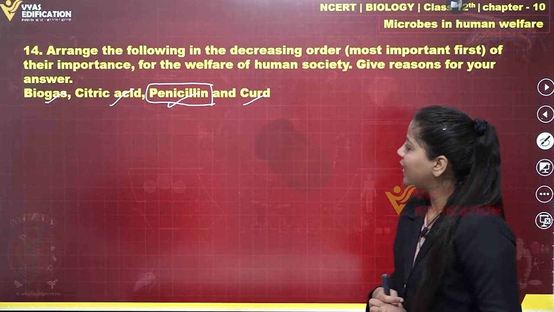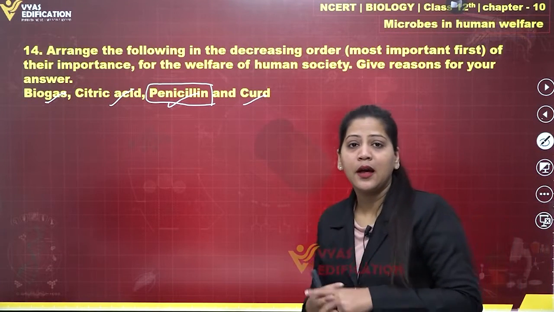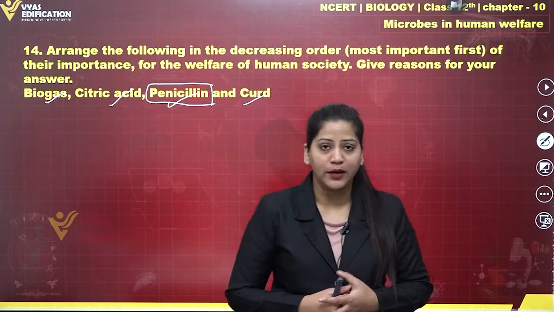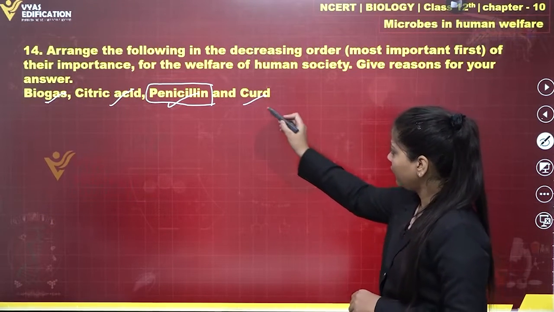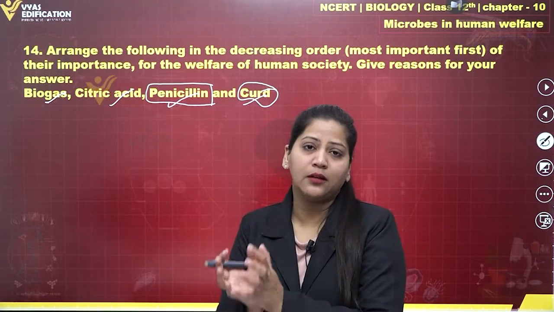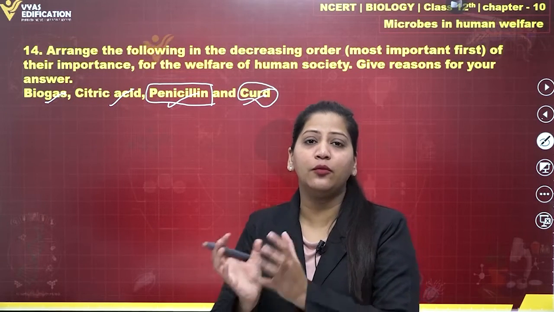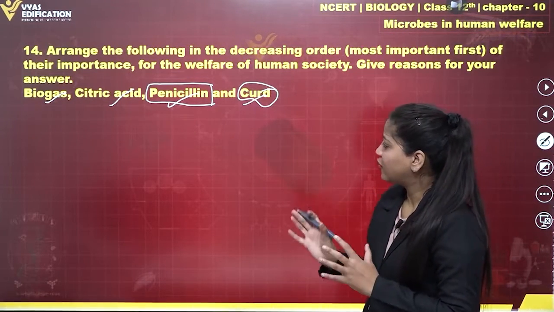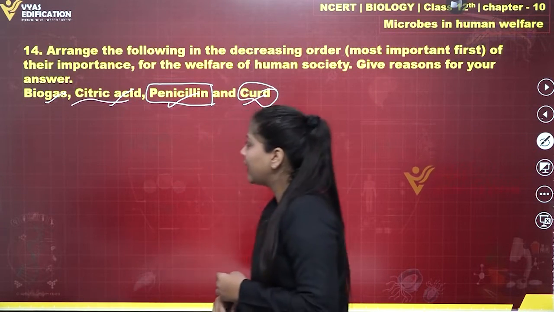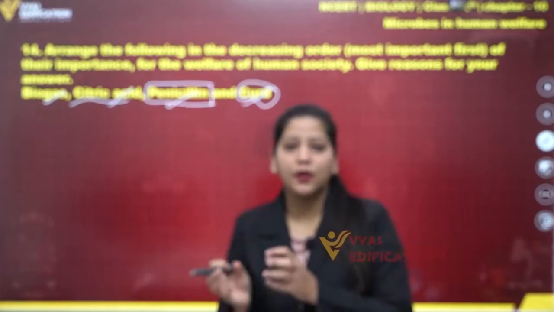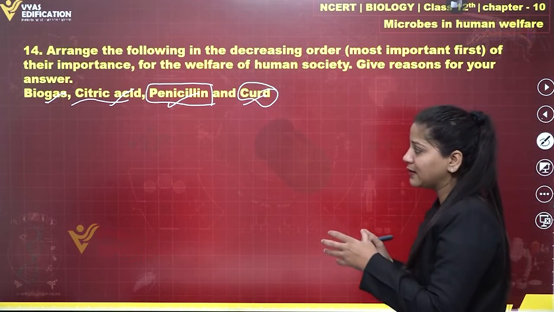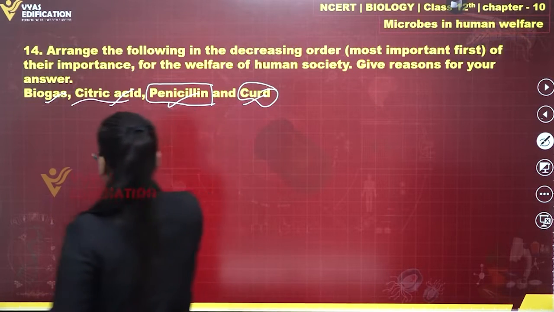Then the next one we have is biogas. Biogas is an eco-friendly source of energy, particularly in rural areas, so it is of importance. And then we have curd. Curd is very good, and it contains digestible vitamins, and it can be digested by humans easily. Then we have citric acid. Citric acid is mainly used as preservatives in many food items. So this is the arrangement of all these items. Then let's write answer 14.